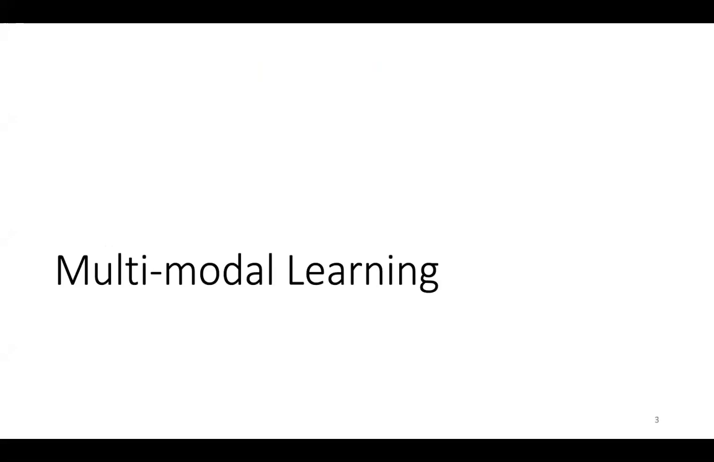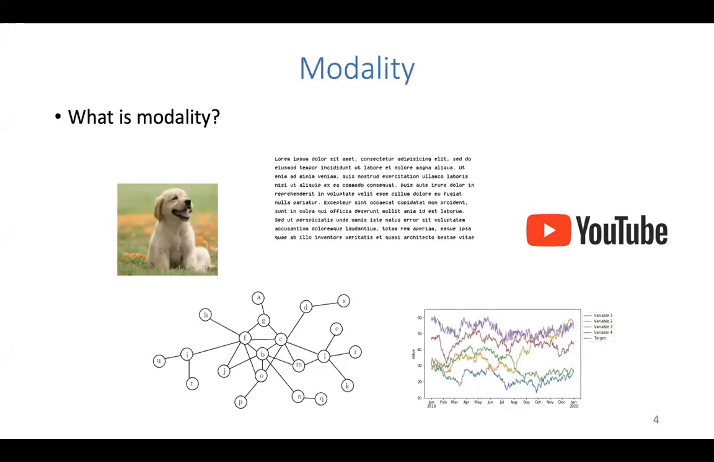So, multimodal learning first. When we say multimodal, we mean that there are a lot of different modalities, and modality, to my understanding, means different data types. For example, people usually say images and text are of different modalities. They are two different modalities, image and text.